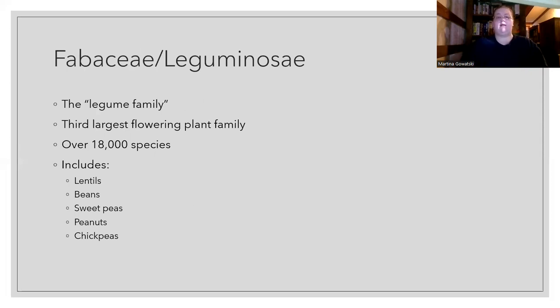An example of a plant family is the Fabaceae or Leguminosae family. It is commonly called the legume family. The Fabaceae family is the third largest flowering plant family, third only to the Asteraceae family, commonly called the sunflower family, and the Orchidaceae family, commonly called the orchid family. The Fabaceae family possesses over 18,000 species. Some things included in it are lentils, beans, sweet peas, peanuts, and chickpeas.